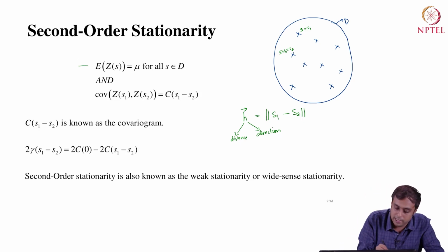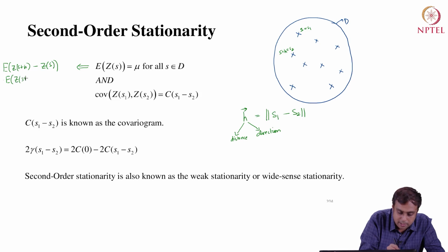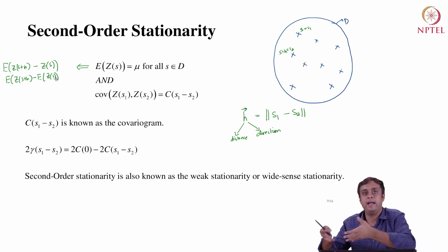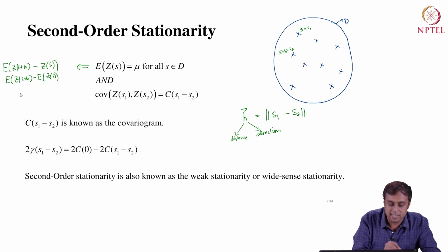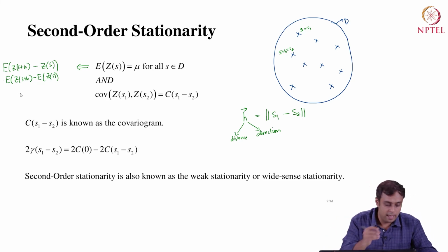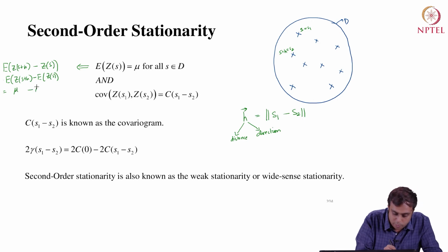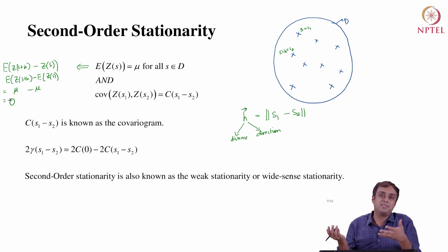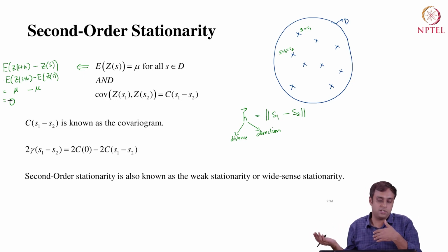That would imply that expectation of Z(s+h) minus Z(s) will be nothing but expectation of Z(s+h) minus expectation of Z(s). Why can I take the expectation operator in? Because it is a linear operator, right. So, it can simply enter in. Now, both s and s plus h lie in domain D, hence expectation values will be constant at both locations, and what I get is just a 0. This is exactly the first moment property of intrinsic stationarity.